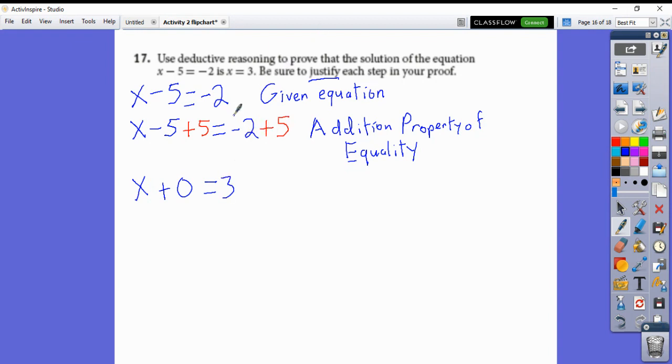So what did we do to change this step in the equation to this step? All we did was we simply added. So our justification for that step is just going to be addition. And now, well, x plus 0, that's the same thing as x. So we were trying to show that x equals 3. We did it. We showed that x equals 3.